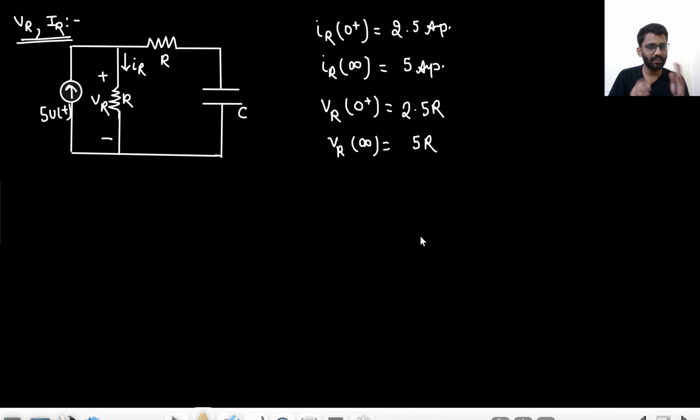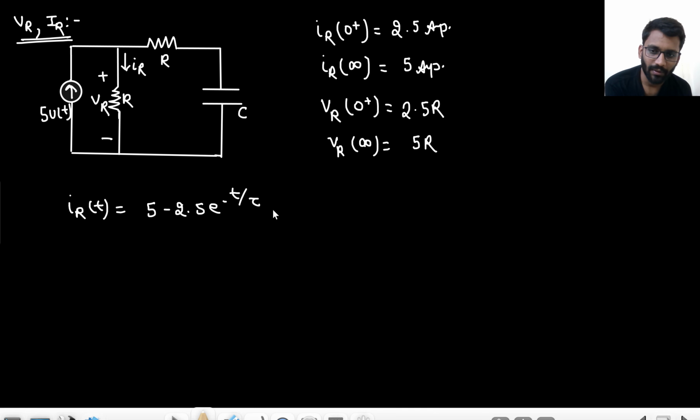We will also see what is really happening in the circuit, but in the later part of the video. So now we are just making the waveforms and writing down the equation. What is the equation of IR(t)? It is going from 2.5 to 5. So it would be 5 minus 2.5 e to the power minus t upon the time constant. Tell me the time constant now. We have to comment on the time constant.